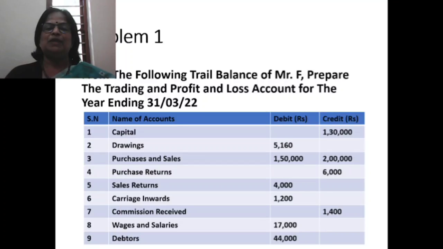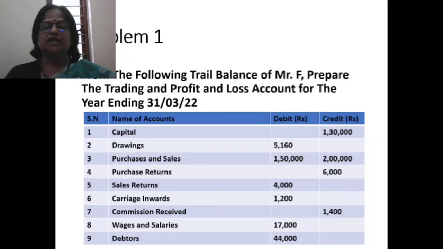Now we will explain one problem, and in this I will explain the unearned income adjustment. From the following trial balance of Mr. F, prepare the trading and profit and loss account for the year ending 31/3/22. First is capital 1,30,000, drawings 5,160, purchases 1,50,000 and sales 2 lakh. Sales will be the credit balance. Debit balance will be the purchases. Purchase returns, if purchases is debit balance, purchase returns will be credit balance, that is 6,000. Sales returns, sales is credit balance, so sales returns will be debit balance.